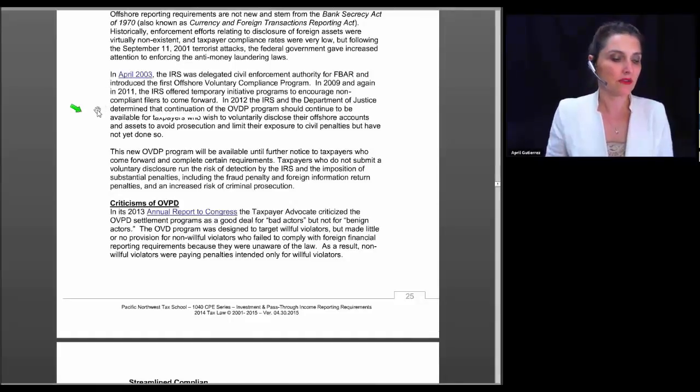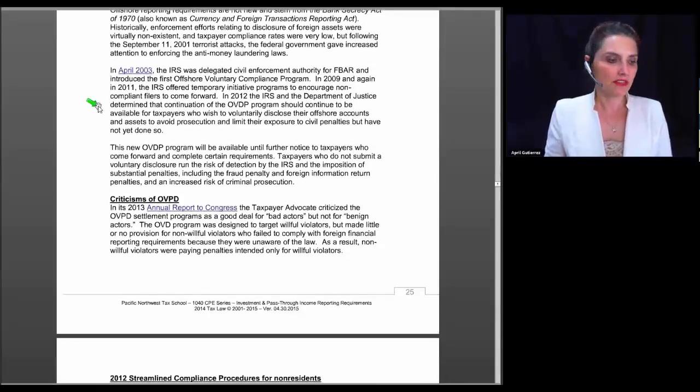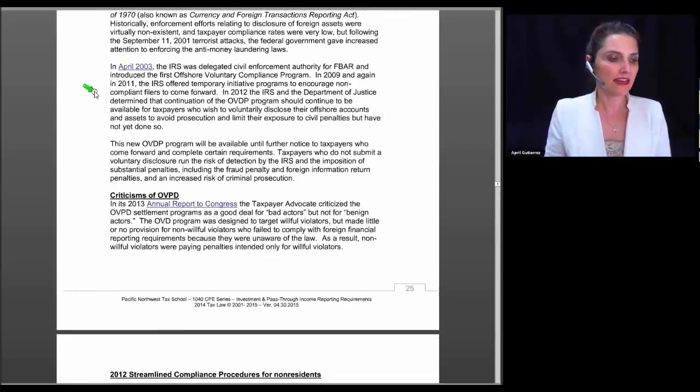FBAR was supposed to be helping to find it, but enforcement was almost non-existent, so it was really not accomplishing what it needed to. Then in April of 2003, the IRS was delegated the civil enforcement authority for FBAR and introduced the first offshore voluntary compliance program. In 2009 and again in 2011, IRS offered temporary initiative programs to encourage non-compliant filers to come forward.